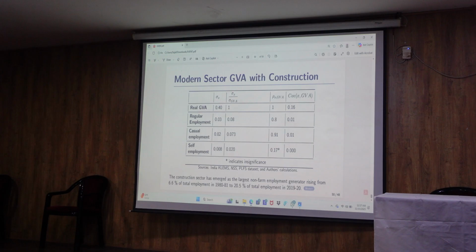So now, the modeler is faced with this issue. Which fact should you explain? Should you write down a model that explains the economy without construction? Or should you write down a model which explains the economy with construction? So we say we'll explain the economy with construction because it's part of the modern sector.